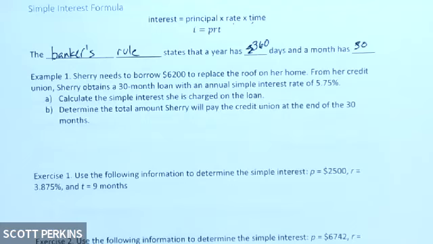Okay, so here we go. Example one. Sherry needs to borrow $6,200 to replace the roof on her house. So she must live in Florida. From her credit union, she obtains a 30-month loan with an annual simple interest rate of 5.75%. We're going to do two things for Sherry. We're going to help her calculate the charge for using this money for 30 months, and then determine the total amount Sherry is going to pay the credit union at the end of the 30 months.